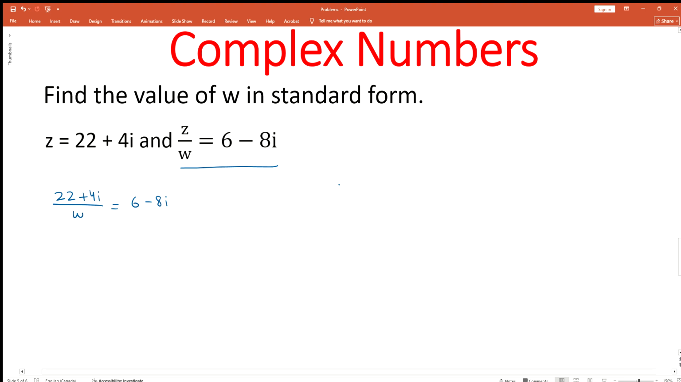We have to isolate w in this equation to find its value in standard form. Standard form is a plus bi. We can cross multiply w to the right side of the equation. Next, we can isolate w on the right side by dividing both sides of the equation by 6 minus 8i.